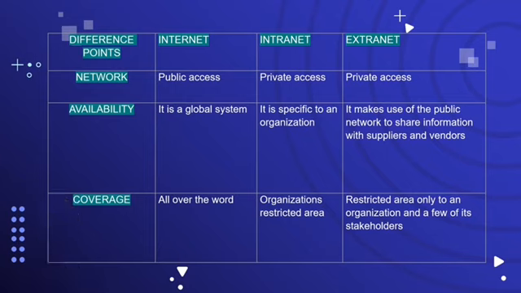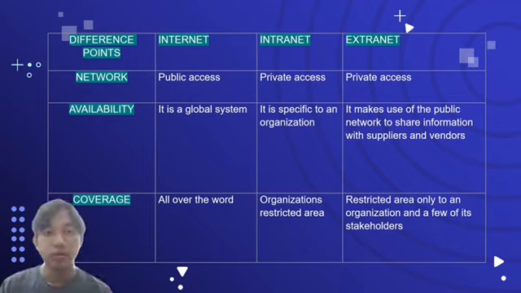Alright, now we move on to the next point, which is coverage. Internet is available all over the world. For intranet, it is restricted to the organization's area. Meanwhile, extranet coverage is restricted only to an organization and a few of its stakeholders.